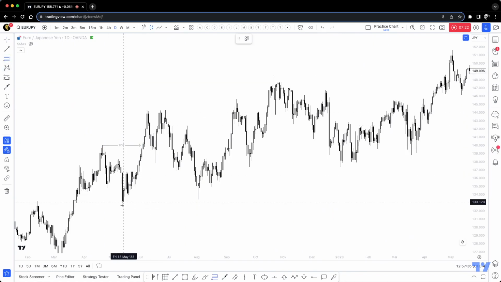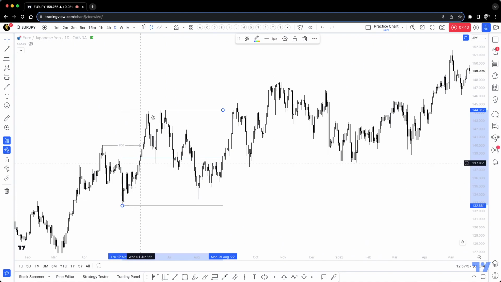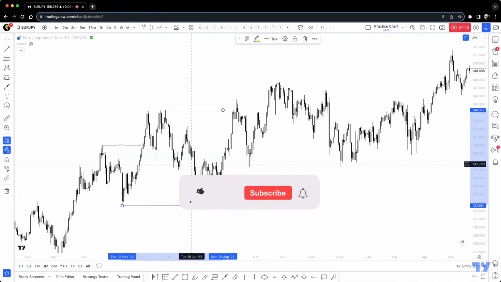Okay, so I'm going to use my fib from the lowest point. It has to be the lowest point. It's not this area, it's not this area. It's this area, it's this low. The lowest point before the break, right? All the way to the high. Okay, so what do we have? Let me stretch it a little bit more here. So you see, after that impulse, price pulled back. It got into the discount area before it pushed up.